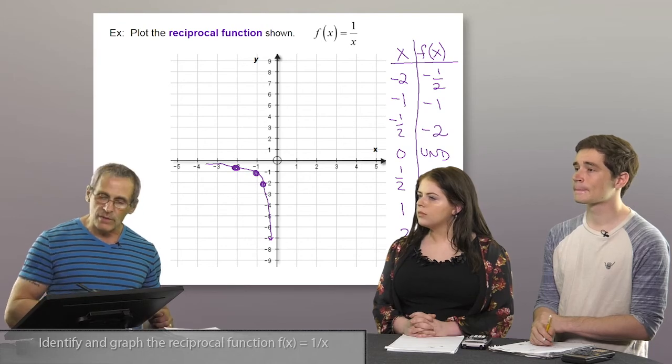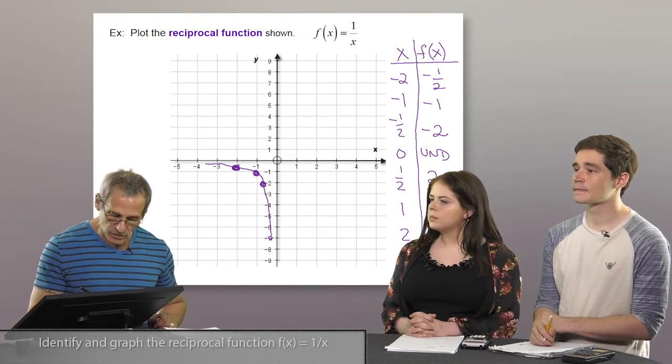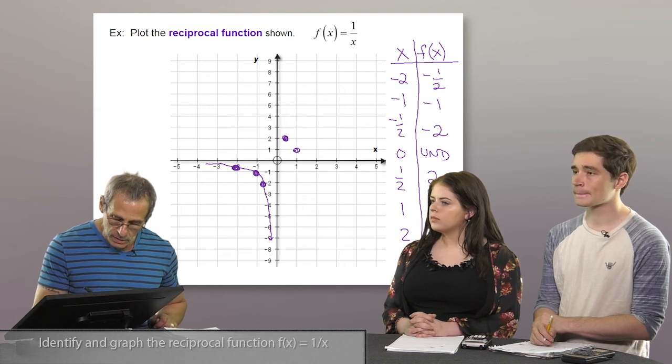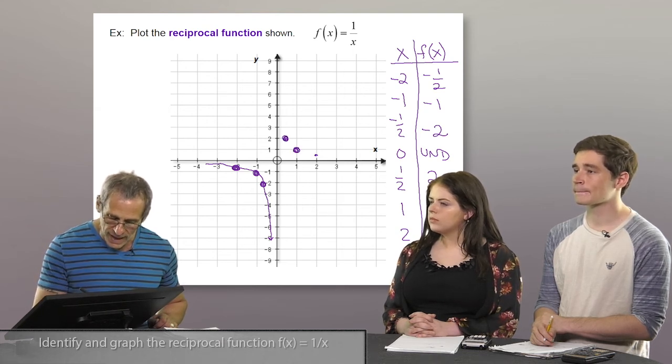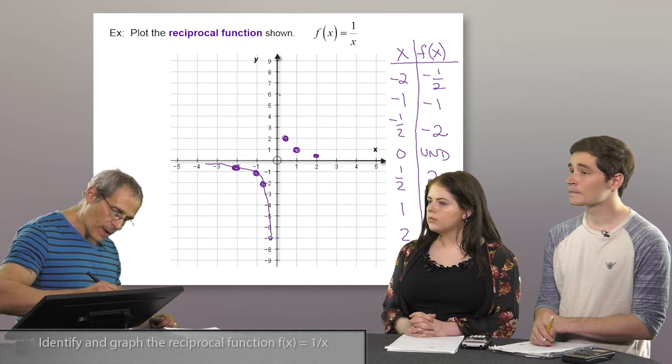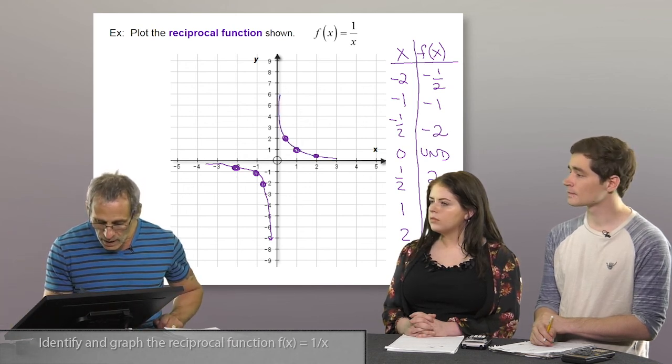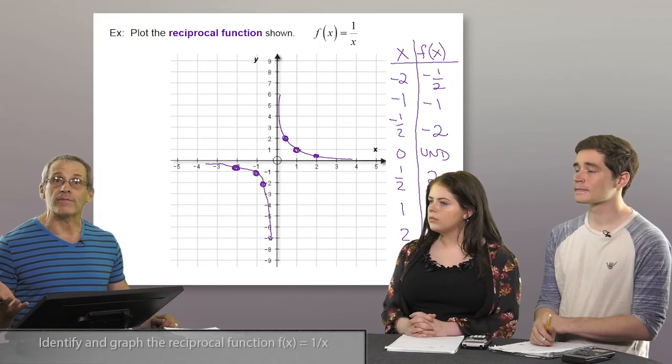When I'm to the right of 0, I'll plot my points. So I'll have 1/2, 2, 1, 1, and lastly 2, 1/2. And I'll go ahead and sketch that particular curve as well. And now I have a visual as to what this graph looks like.